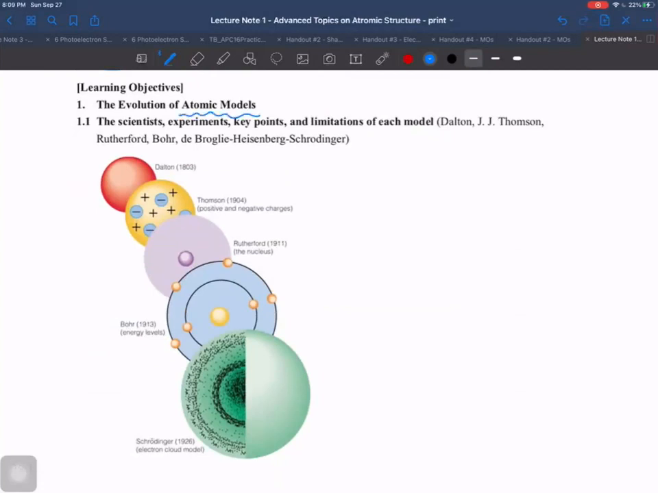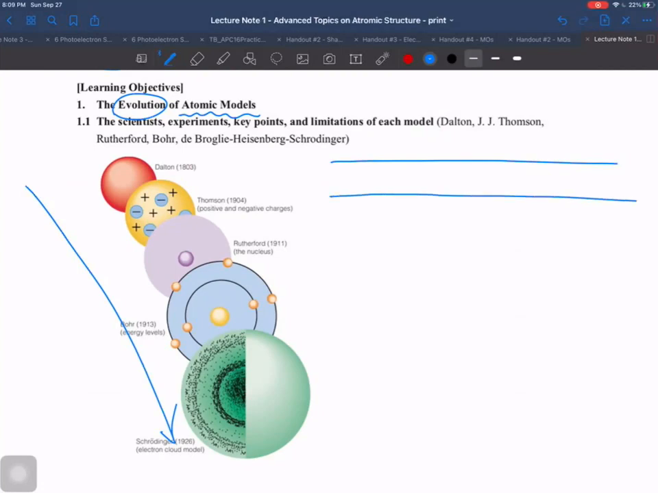And as you can see, it's called the evolution because, as time went on, the model is also evolving, right? And I think I can put a table here for you to take some time after class to summarize everything. So what I should have, let's say the first one, is the name of the scientist.